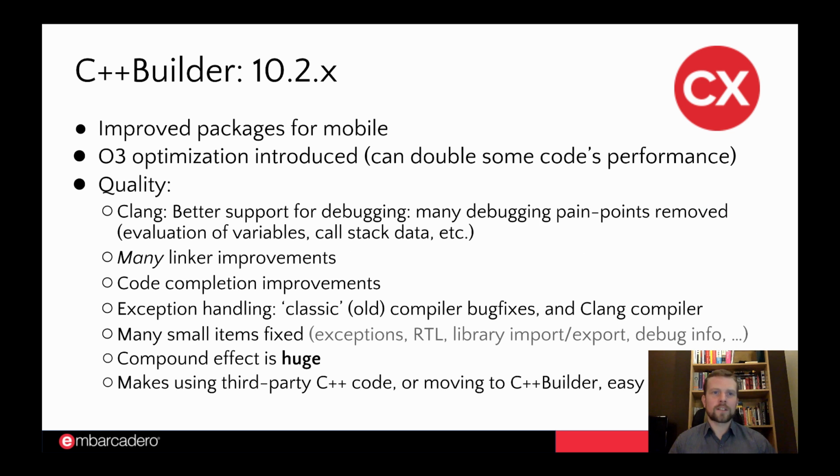Now in 10.2.x we've made a number of great improvements. We greatly improved packages for mobile. We added a new O3 level optimization which can double some code's performance. And we've done a massive amount of work on quality, so we have much better support for debugging. We have many linker improvements. And in 10.2.3, we've planned for many code completion improvements. We have some fantastic exception handling fixes and many small items, and the compound effect is huge. And this makes both using third-party C++ code or moving to C++Builder easy. We have a fantastic high-quality toolchain with great compatibility.